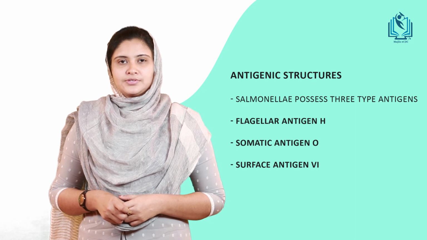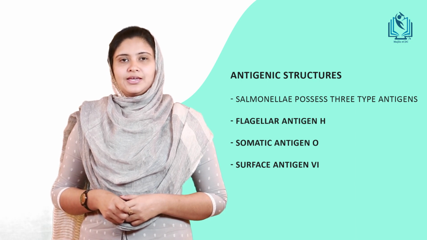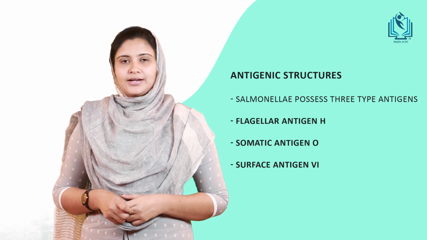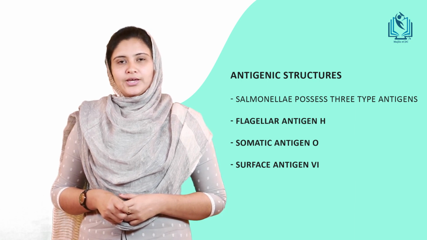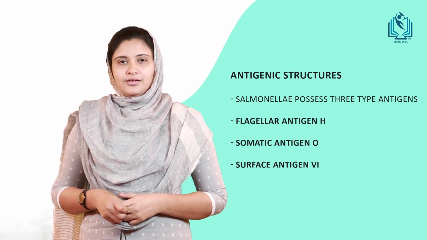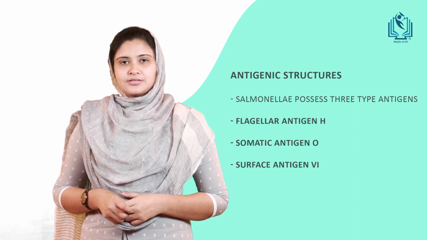Then next we will look at the antigenic structures of Salmonella typhi. Salmonella typhi possesses 3 types of antigens. They are the flagellar H antigen, the somatic O antigen, then the surface Vi antigen. The H antigen is present in the flagella, the O antigen is present in the cell wall, as an integral part of the cell wall, and the Vi antigen is present in the capsule, that is the capsular antigen, which is connected to virulence.